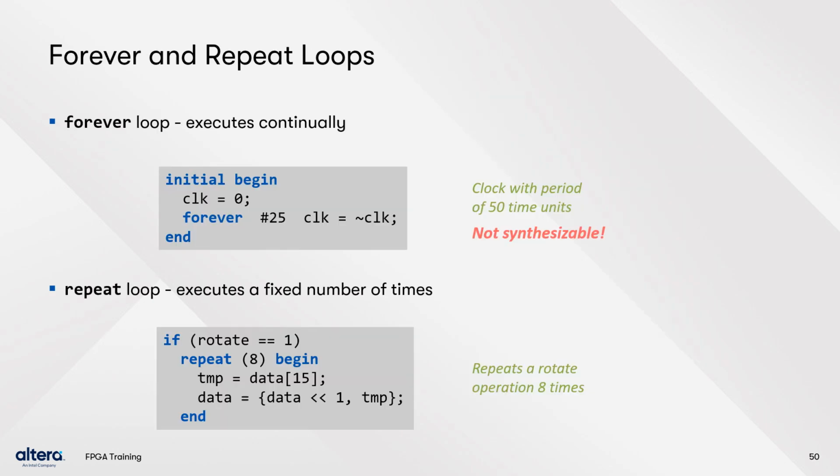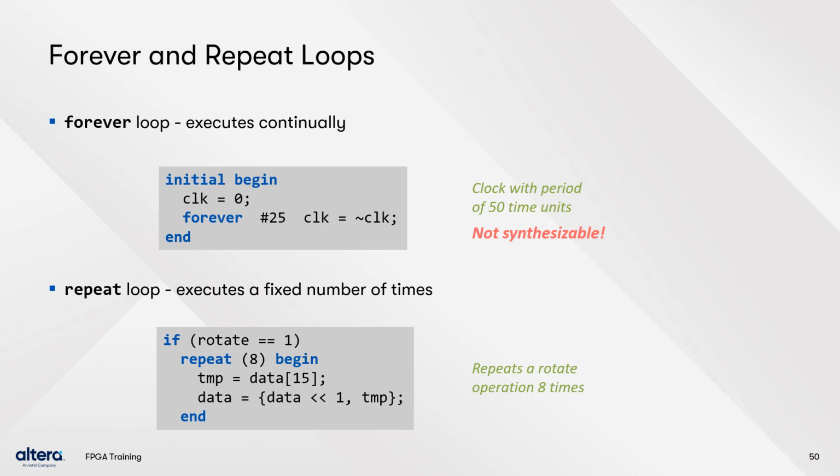Loops are used for repetitive tasks. In a forever loop, the loop continuously executes. This creates an infinite loop. In a forever loop, it is important to make sure that time advances or else simulation will break. In this example, time advances 25 time steps during each iteration of the loop. A forever loop is not synthesizable.